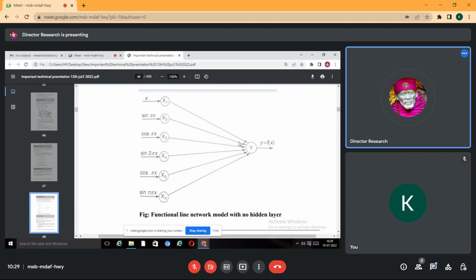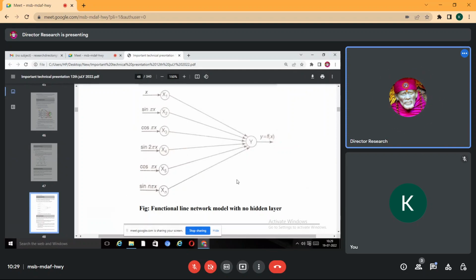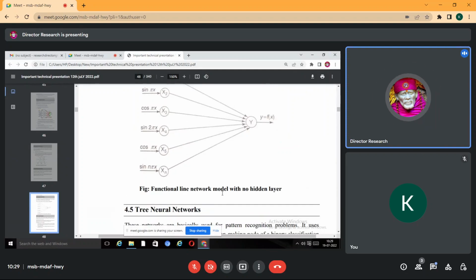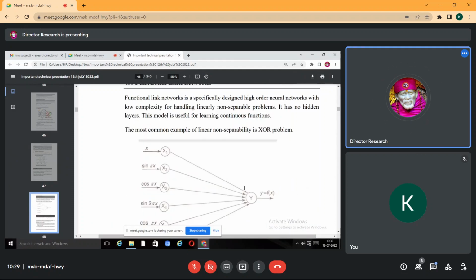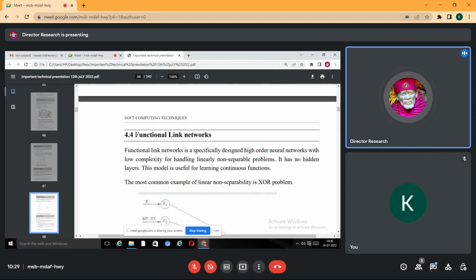We can make all of those into an XOR form, into the summation y equal to f of x. Some XOR line you can make. All these functions are combined in an output y summation. This is called the functional link network model with no hidden layer. Okay, this is about functional link networks.